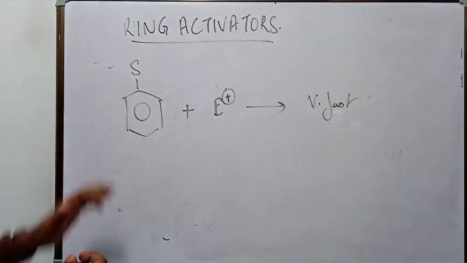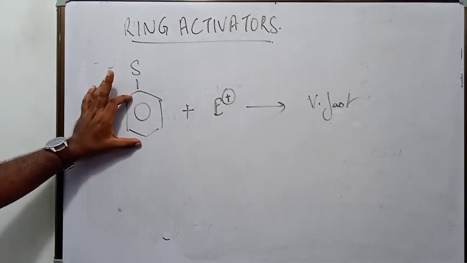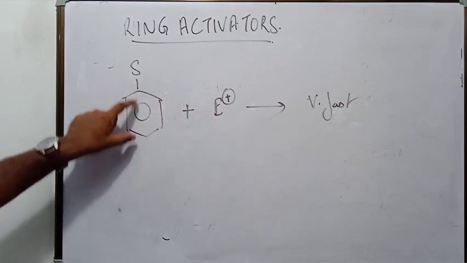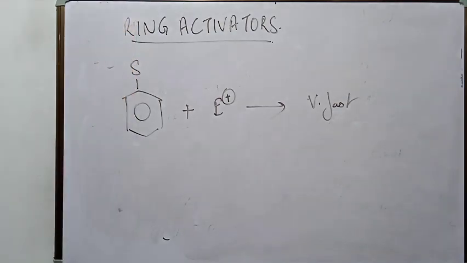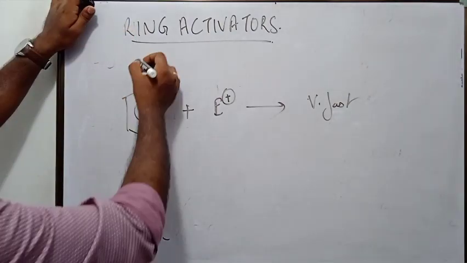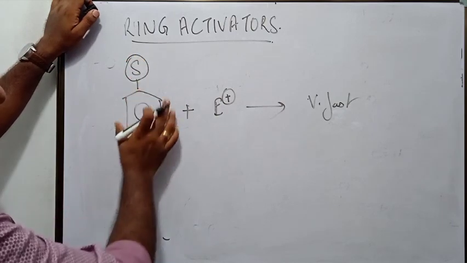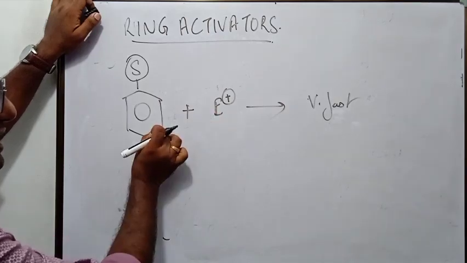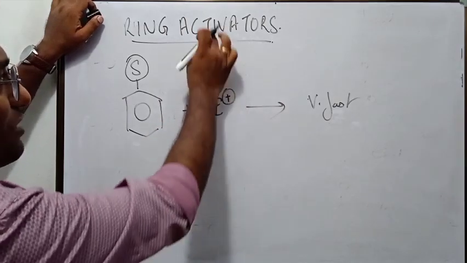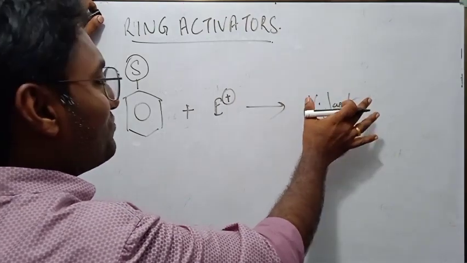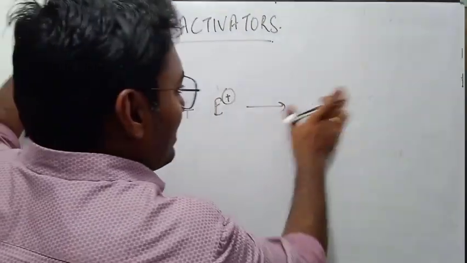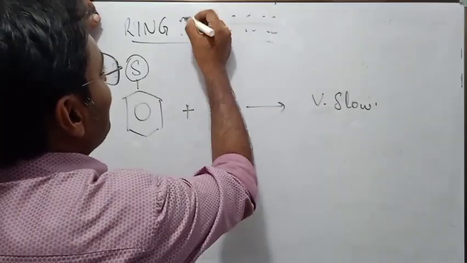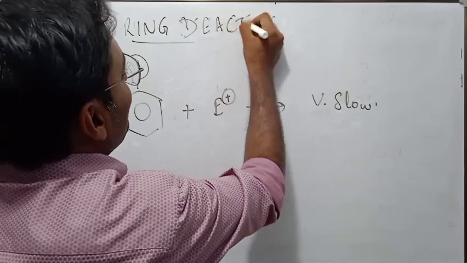So primary substituents that make the benzene ring more reactive towards electrophilic aromatic substitution are referred to as ring activators. What did I say? Primary substituents that make the benzene ring more reactive towards electrophilic aromatic substitution reaction are called ring activators. Reaction would take place very fast. And just write here very slow, and write here deactivators. Now you can make your own definition here.